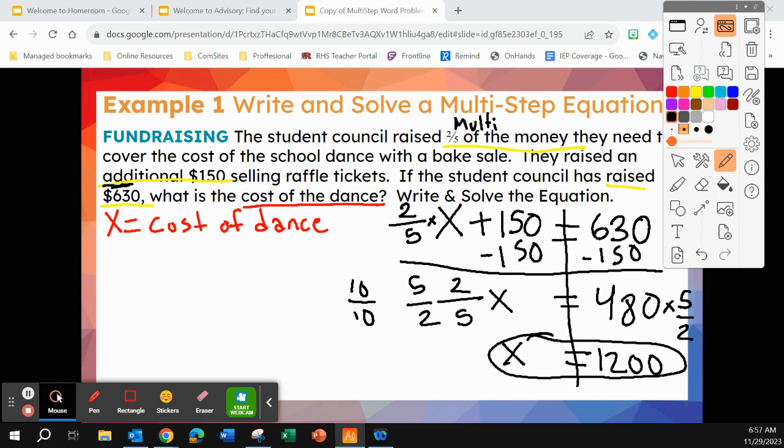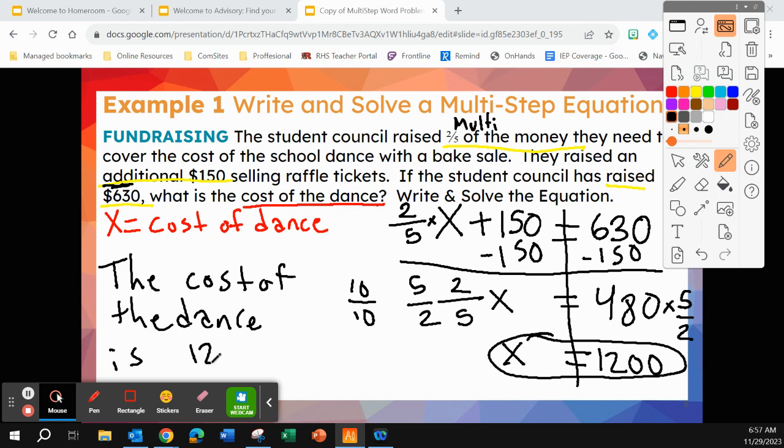Now, there is one last thing. You have to say the cost of the dance is $1,200. They'll give you a sentence. They gave you a paragraph, you got to give me a sentence.